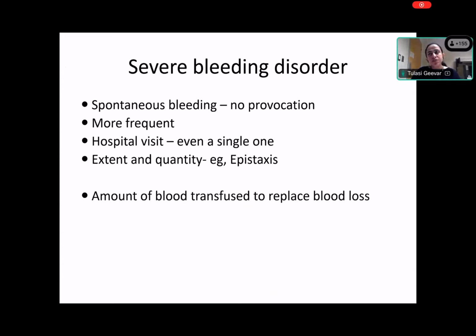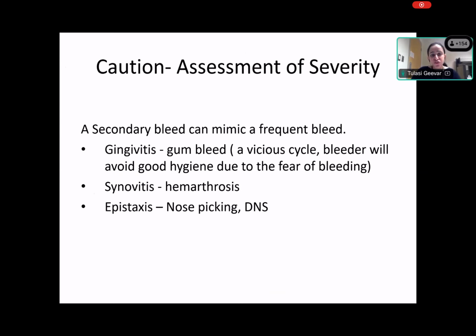Now, this is very important because certain symptoms are quite common, like epistaxis, which can be trivial and may not be significant. So the frequency may be important to understand whether it is a significant bleeding symptom. And there are certain secondary causes of bleeding, like gingivitis itself can cause gum bleeding, synovitis causing hemarthrosis, epistaxis related to nose picking or delayed nasal symptom. So you need to keep these in mind when you're evaluating a patient who complains of a bleeding symptom.